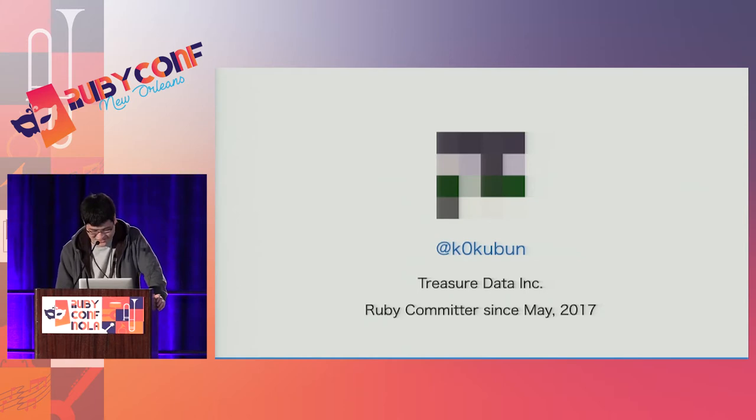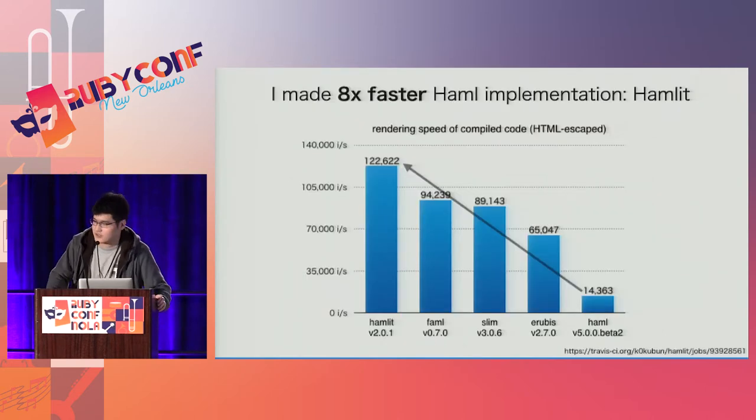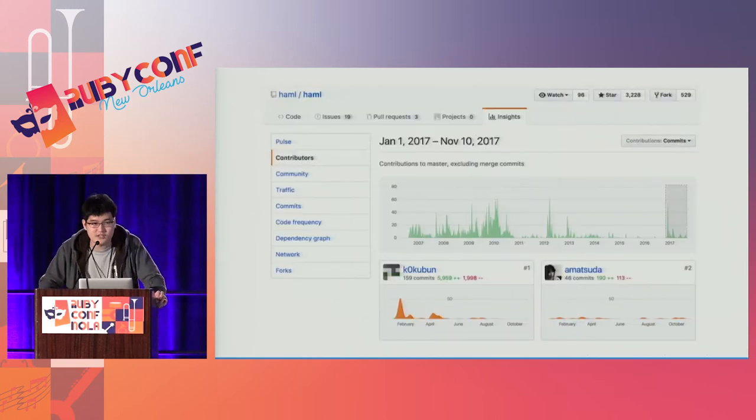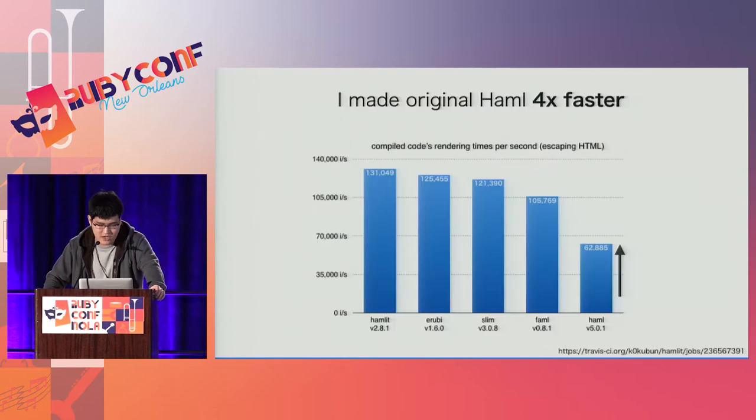So, yeah. One of my projects is Hamlit. It's an originally 8 times faster implementation of the Haml template language. So I'm interested in template engine optimization. Then I joined the Haml organization, and this year I made Haml 4 times faster.